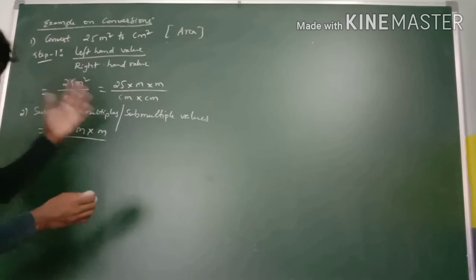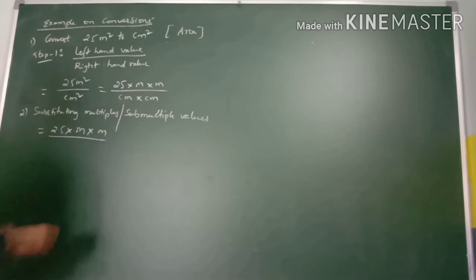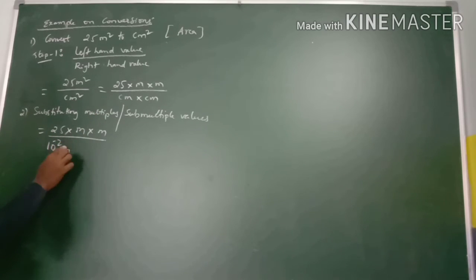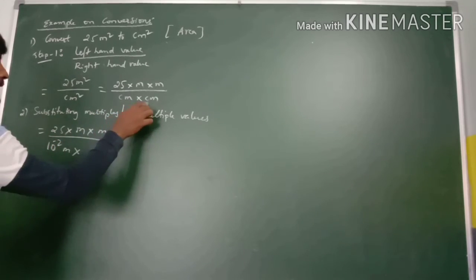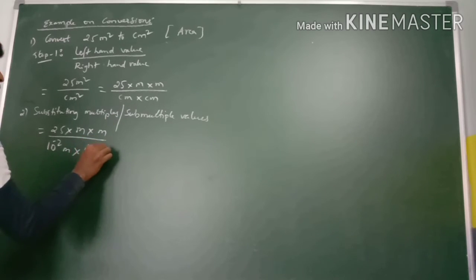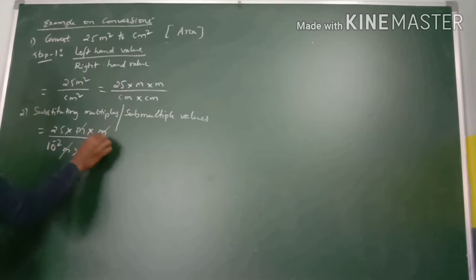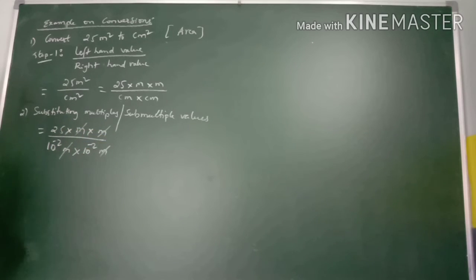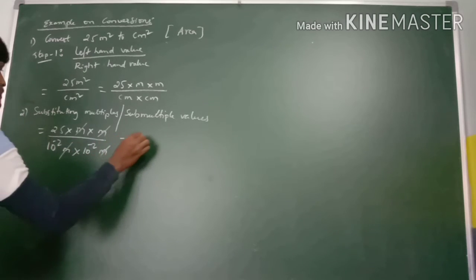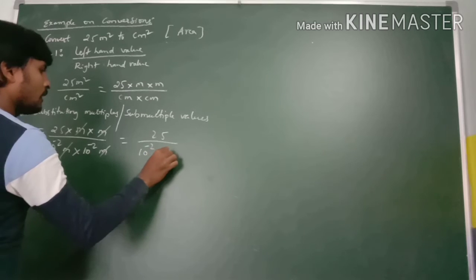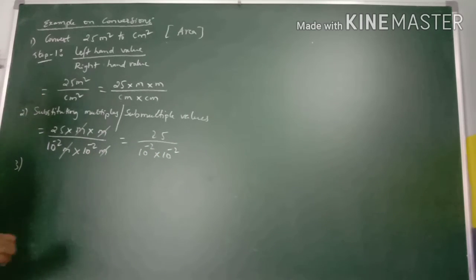What is the value of centi? By the multiples and submultiples table, the centi value is 10 power minus 2. Meter is there into again centi 10 power minus 2. Meter is there, so this meter and this meter get cancelled. Next, what is the final value? That is equal to 25 by 10 power minus 2 into 10 power minus 2.